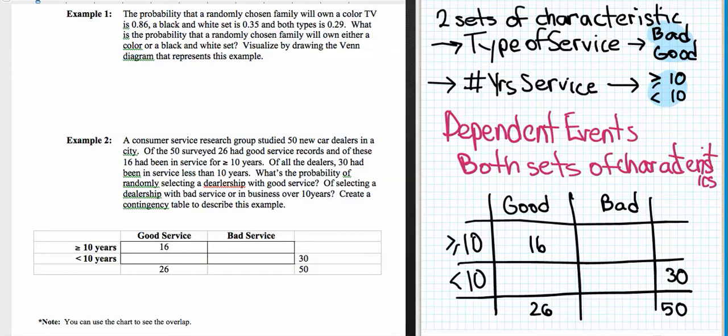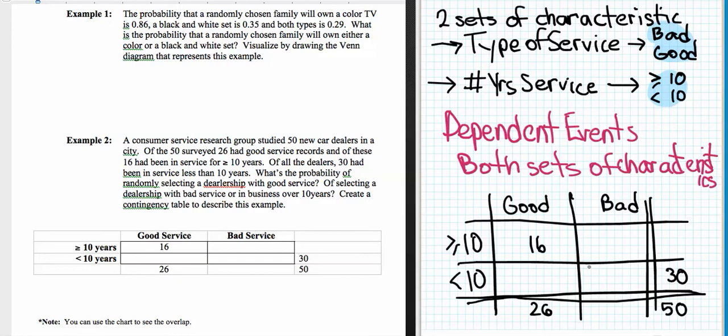It says Consumer Service Research Group studied 50 new car dealerships. So you see that down here we have the 50 car dealerships. Everything that's in the borders, those are totals or subtotals or grand totals. So here we have the grand total. It's the totals of all the good and bads and all the greater than or equal to 10 years or less than 10 years. It's the 50 that have been surveyed.